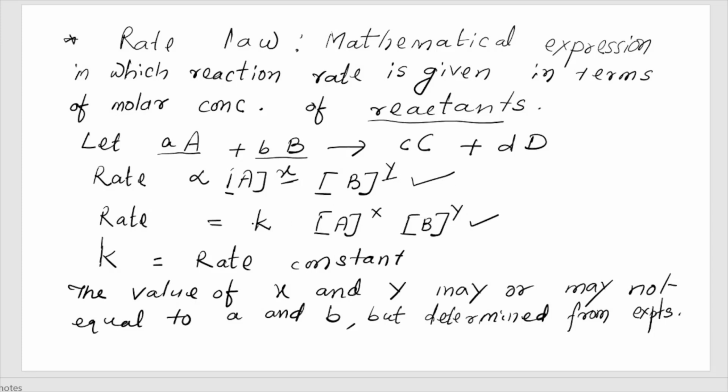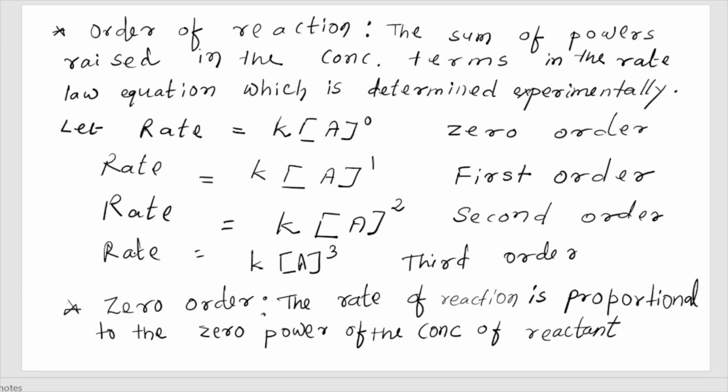If you take equal to, then what happens? You put a constant that is called the rate constant. What is that called? Rate constant. So the values of X and Y are determined from the experiment. Then what is order? When you know the powers raised to the molar concentration of reactants, and those powers may or may not equal the moles of the reactants, this is calculated from the experiment.